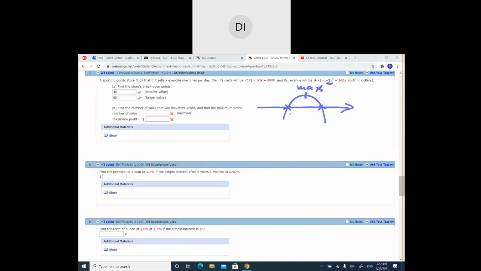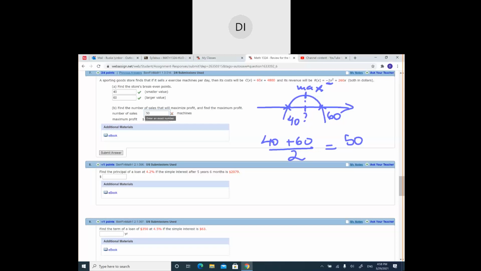So if I know that this is 40 and this is 60, the vertex is going to be exactly in the middle. So now the question is, what is the middle point between 40 and 60? In this case, it's 50. It's obvious, but if it's more complicated, pretty much this is how you find the middle point. You add 40 plus 60. You add those 2 points and divide it by 2. So 100 divided by 2 is going to be 50. So the number of sales which is going to maximize the profit is going to be 50.